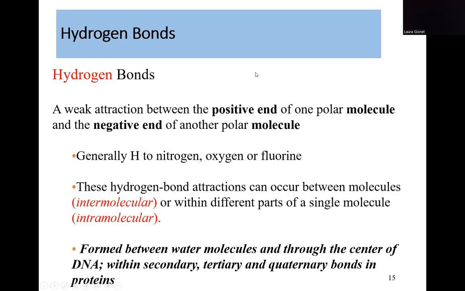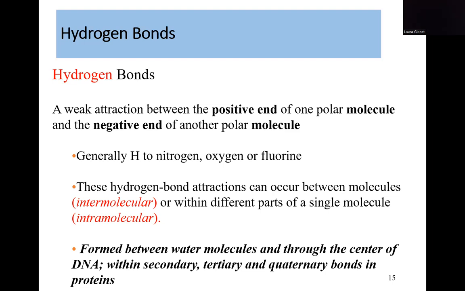Hydrogen bonds are weak attractive forces that may be intramolecular or intermolecular. If it's intermolecular, it's the attractive force between two or more polar covalently bonded molecules. So let me give you an example of water and then other water molecules.